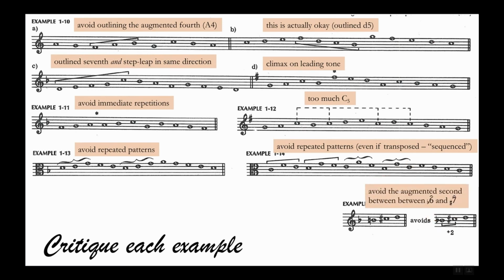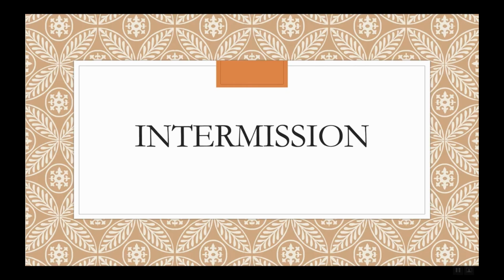So you're not going to need to worry about this in the Cantus Firmus, but when you're doing your first species counterpoint lines, avoid the augmented second between scale degree flat 6 and raised 7. You don't have to worry about this in Cantus Firmus, but you do only at the cadence in first species exercises. So let's take a little intermission.